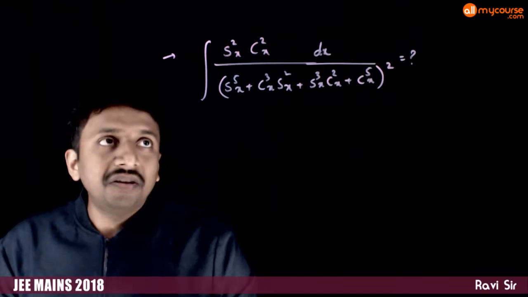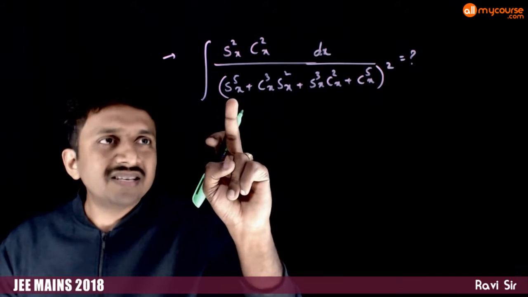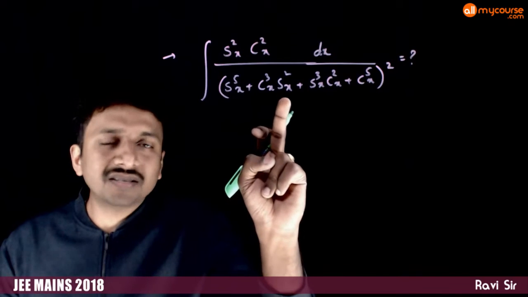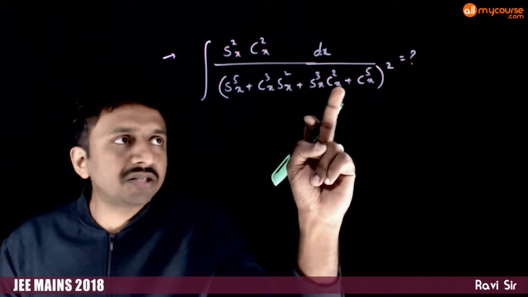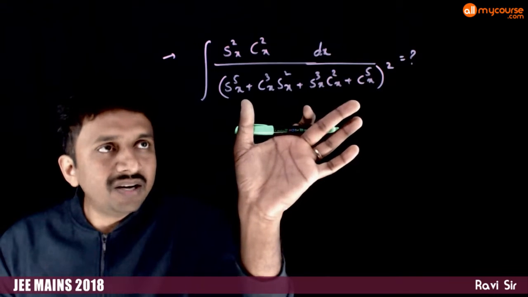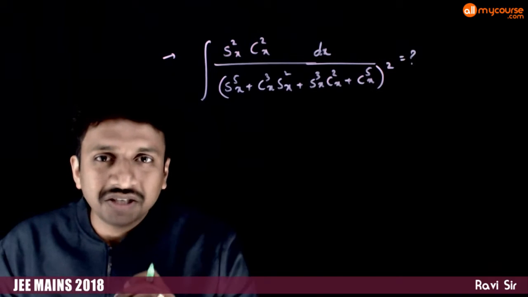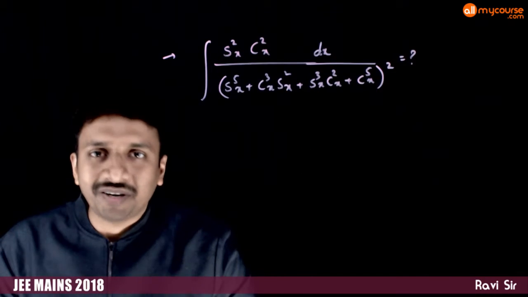In this question, you're asked to integrate sin²x cos²x divided by (sin⁵x + cos⁵x... sin³x cos²x + cos⁵x) whole square. So the denominator looks slightly complicated. The trick in this question is the simplification of the denominator.